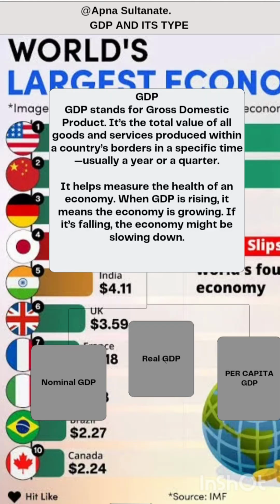There are three main types of GDP. 1. Nominal GDP, current prices without adjusting for inflation. 2. Real GDP, adjusted for inflation, gives a clearer picture. Third, per capita GDP, divided by population, shows average income level. Governments and investors use GDP to make decisions, plan budgets, and set policies. So, in simple words, GDP is like a report card for a country's economic performance.